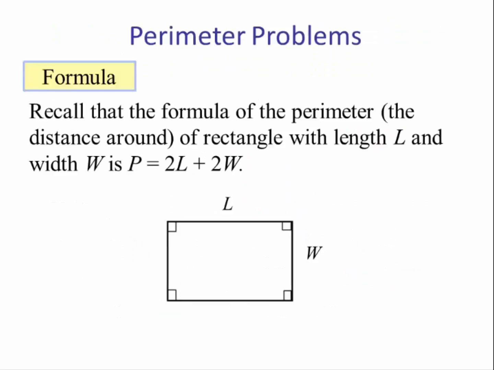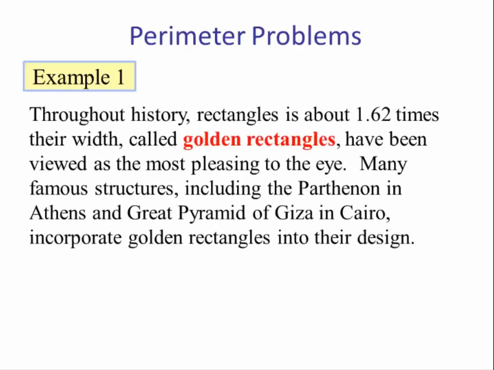Lesson objective: formula. Recall that the formula of perimeter, the distance around a rectangle with length L and width W, is P equals 2L plus 2W. Example 1. Throughout history, rectangles with length about 1.62 times their width are called golden rectangles and have been viewed as the most pleasing to the eye. Many famous structures, including the Parthenon in Athens and the Great Pyramid of Giza in Cairo, incorporate golden rectangles into their design.